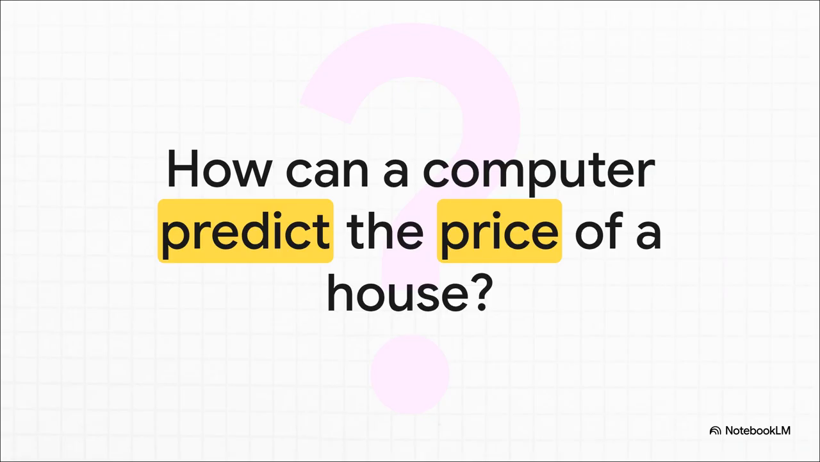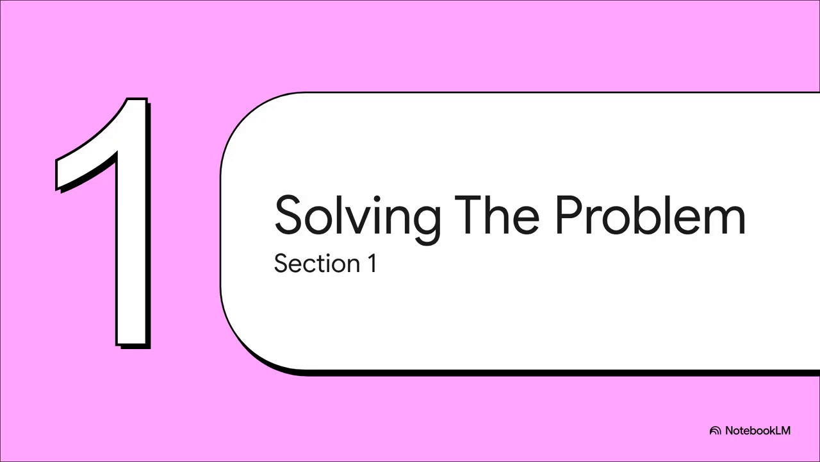Okay, let's just jump right in with a really practical question. How in the world can a computer look at some data about a house and predict its price, even if it's never seen that house before? Now, this isn't magic. This is exactly the kind of problem machine learning was built to solve. All right, Section 1, solving the prediction problem. This is really the heart of our mission today.